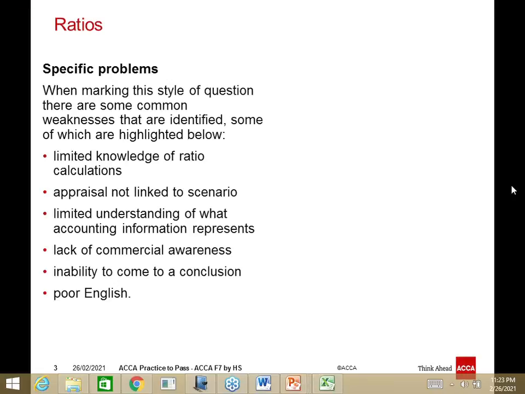You have studied the ratio topic previously in the initial exams of ACCA as well, and most of the people know the formulas through which we calculate the ratios. So where is the problem? The problem actually lies in the communication skills. When we go for the interpretation, there are students who get confused about how to interpret and how to give the analysis of the question.